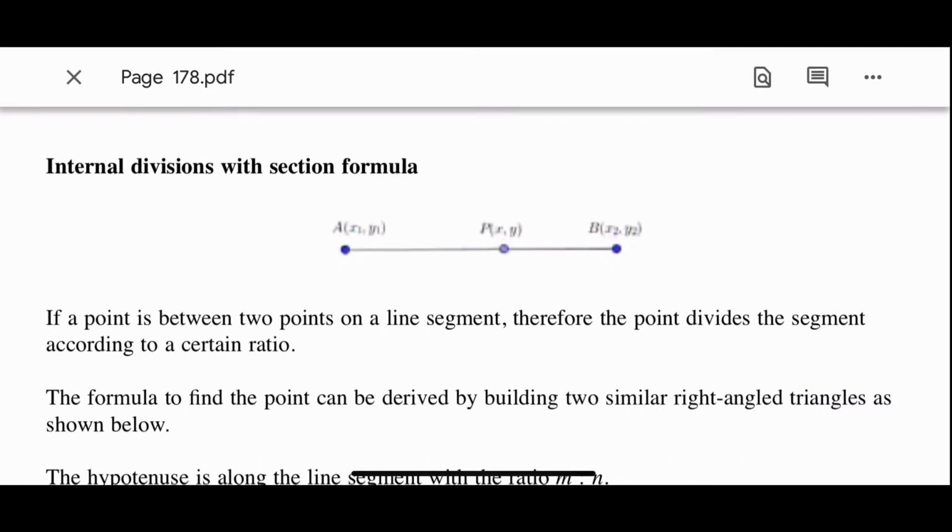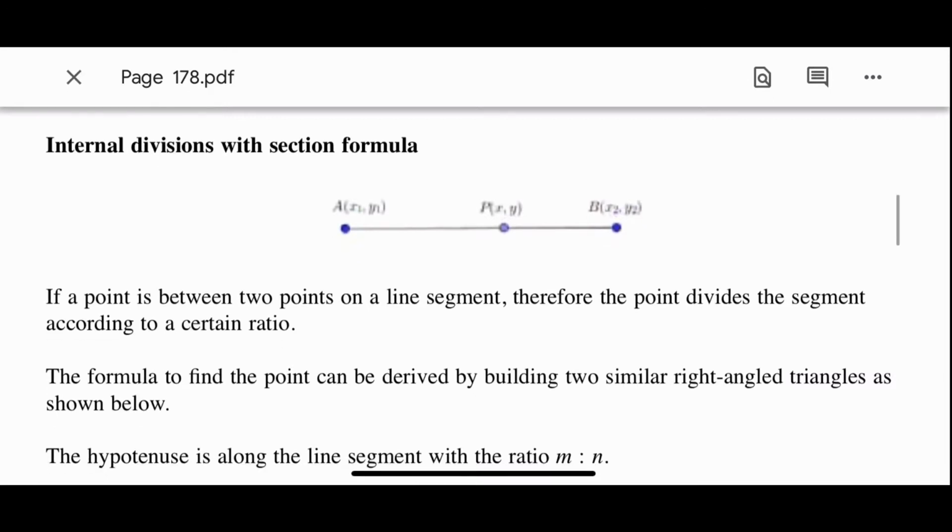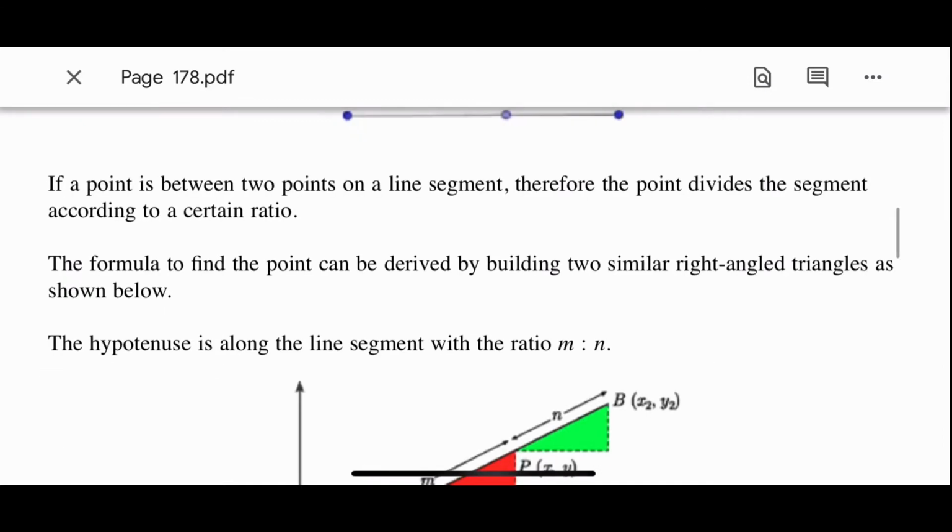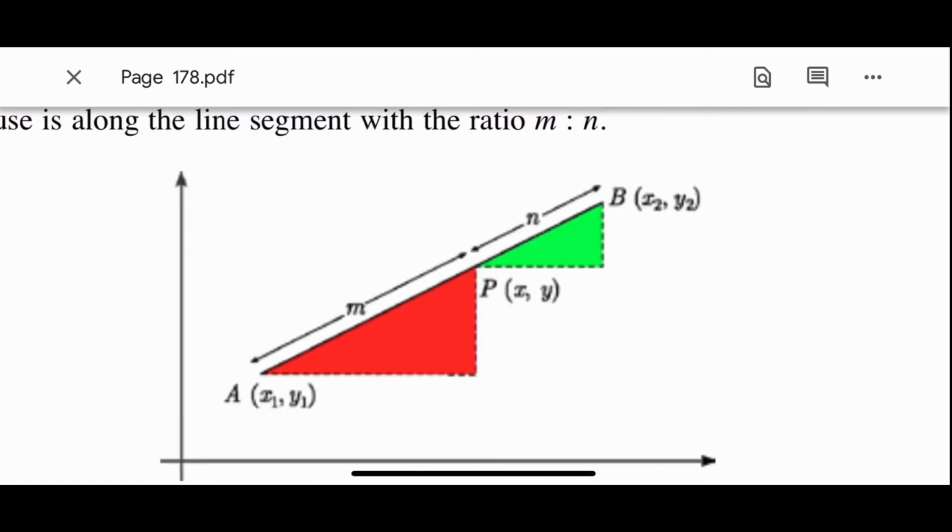Internal divisions with the section formula. If a point is between 2 points on a line segment, then the point divides the line segment according to a certain ratio. The formula to find the point can be derived by building two similar right-angled triangles as shown below. The hypotenuse is along the line segment and is in the ratio m:n. So as you can see, for the red triangle, the hypotenuse is m for the ratio, and for the green triangle, the hypotenuse is n.